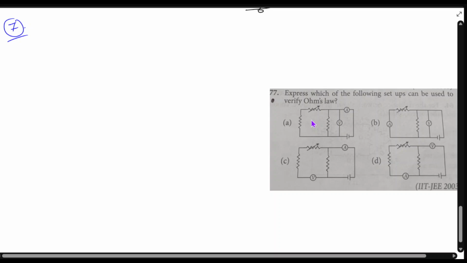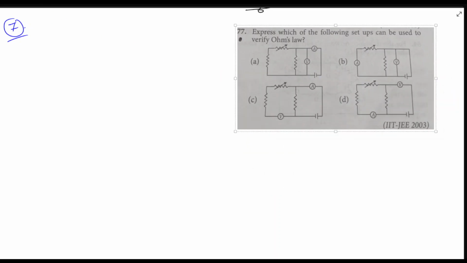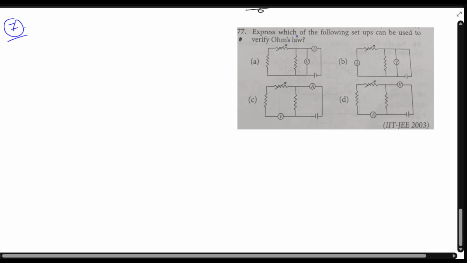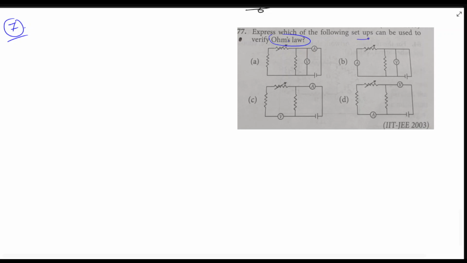So we have a question like this. Again, this is a question where it is asking which of the following circuits should verify Ohm's law. Okay. Now again, look, we have a certain situation here. We have to analyze each one of them.